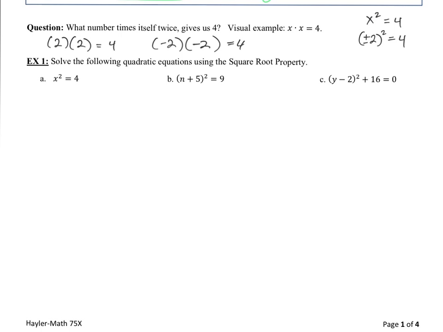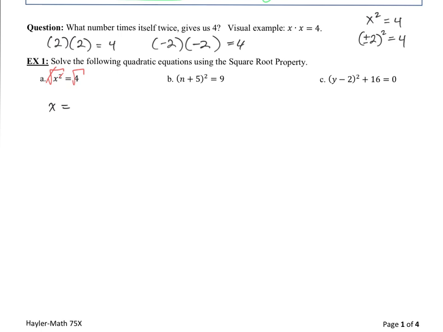Example 1. Solve the following quadratic equations using the square root property. Alright, so first off, let's check. Is this in the form for the square root property? Well, we have our x value squared equal to a number. So let's go ahead and use the square root property. What we do is you take the square root of both sides. That will then cancel the square on the x, so we'll be left with just x equal to.